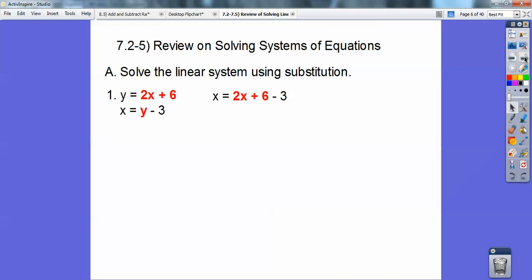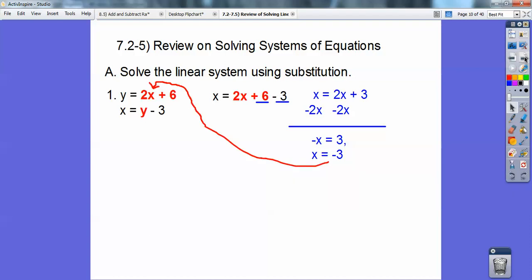So we're going to substitute 2x plus 6 in for the y on the second equation. All right, and then you're going to subtract 6 minus 3 to get plus 3. Okay, and then I'm going to subtract 2x and get negative x equals 3, so x equals negative 3, and it goes back up in there, and then you plug negative 3 up in there, and you get negative 6 plus 6, which is 0, so the answer is negative 3, 0.